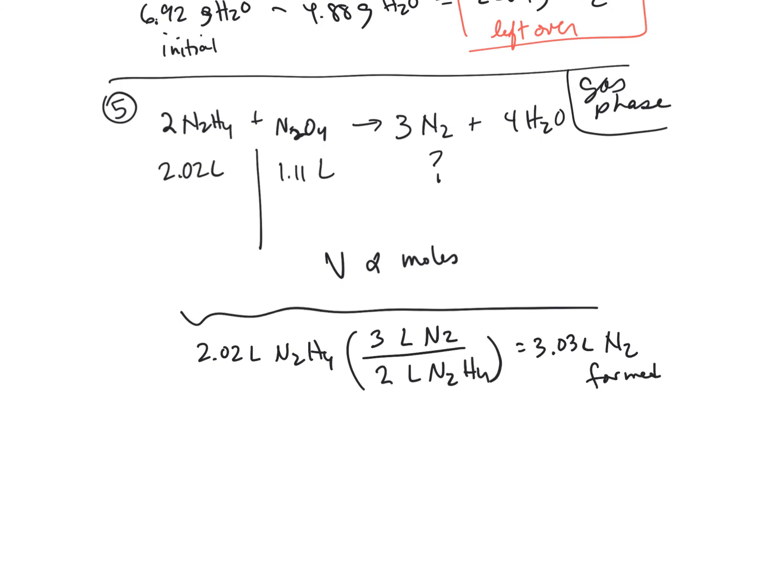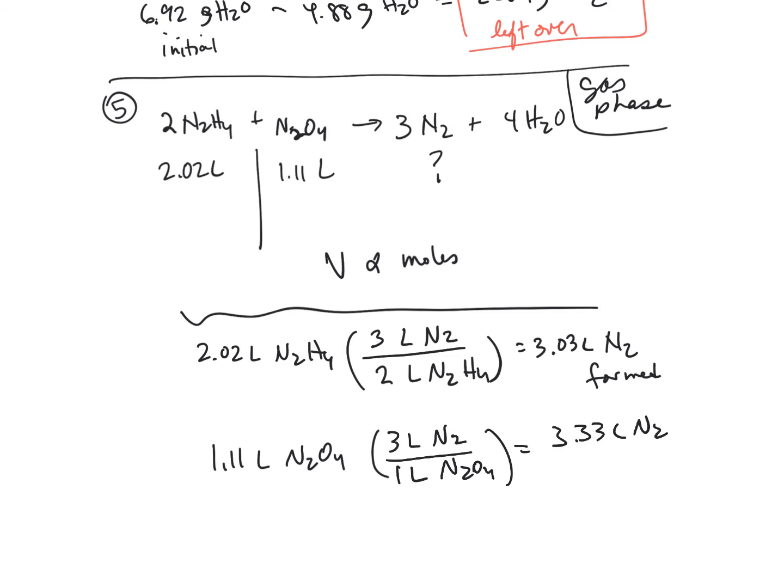And also, you have to get the other one. So 1.11 liters of N2O4, and the ratio is going to be 3 liters of N2 for every 1 liter of N2O4. So 3 to 1. So this will be 3.33 liters of N2. I actually should not have written the word formed at that point. I was just copying it off the key there.